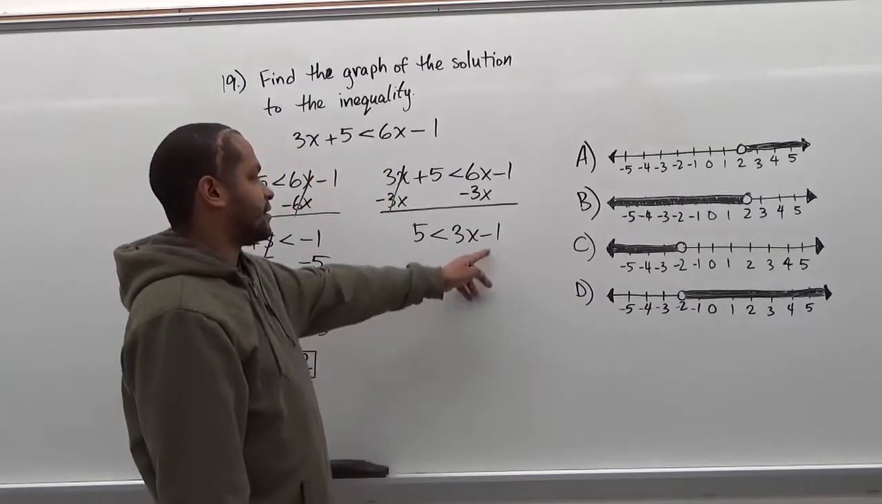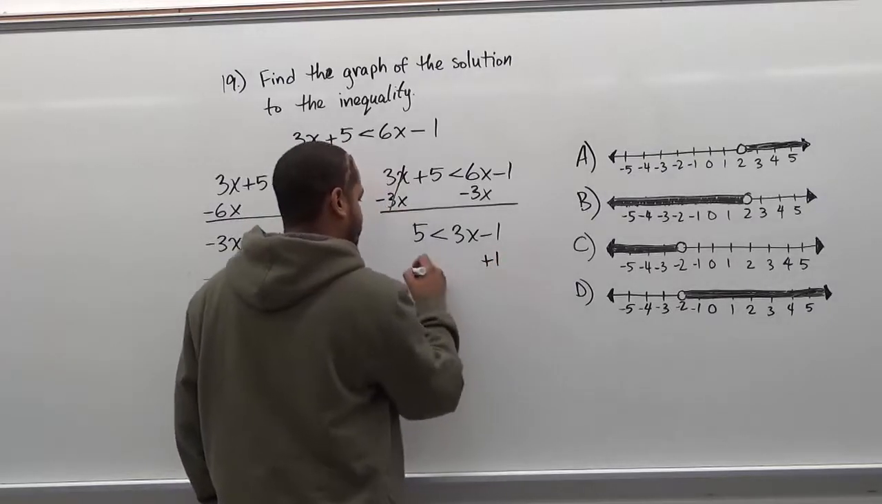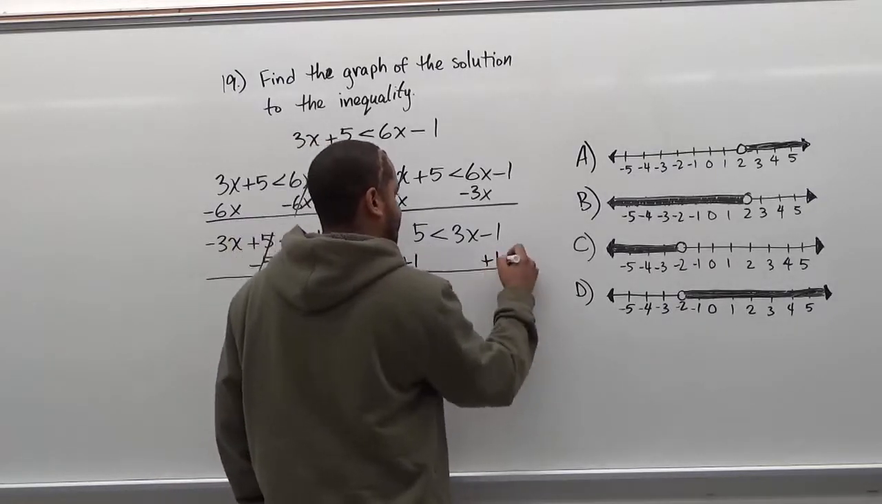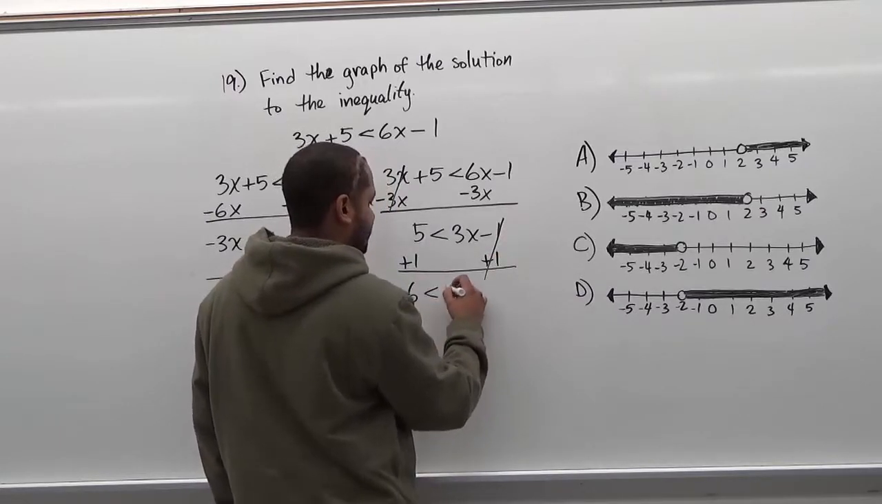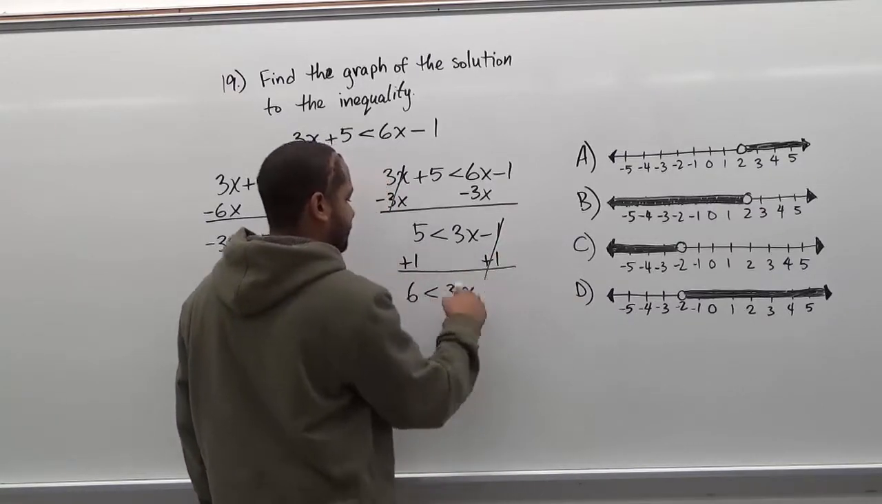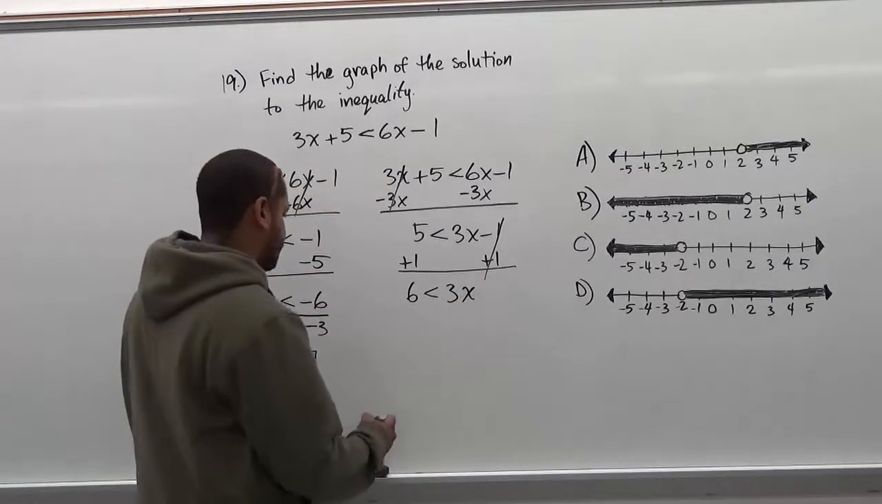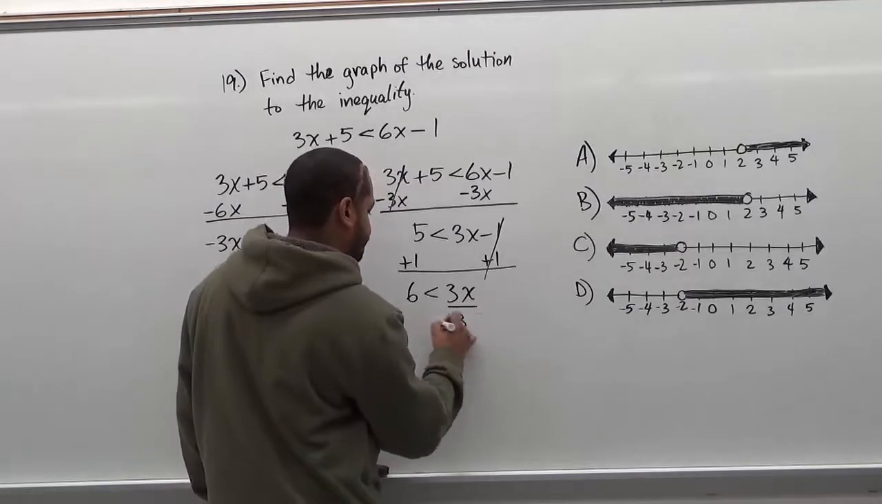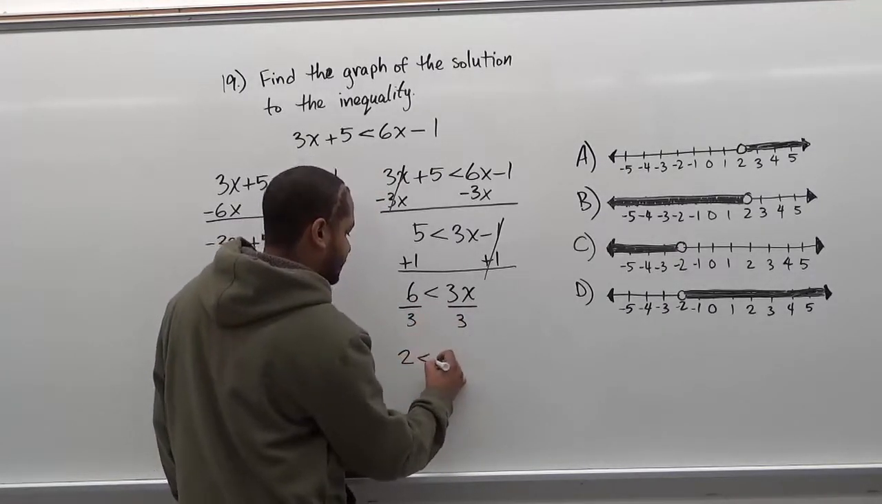Now I need to get rid of this number, so I'm also going to use the additive inverse of negative 1, which is positive 1, to both sides. Add them up. These two cancel. These two add up to 6. And I get 6 is less than 3x, which comes right down. So now the next step in this is just to divide both sides by 3. And I have finally 2 is less than x.